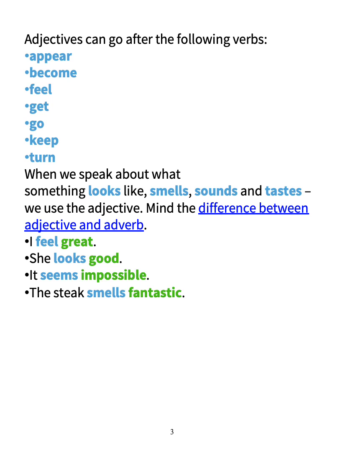Adjectives can go after the following verbs, like appear, became, feel, get, go, keep, and turn. When we speak about what something looks like, smells, sounds, and tastes, we use the adjective. Of course, we need to mind the differences between the adjective and adverb. For example, I feel great. She looks good. It seems impossible. The steak smells fantastic, and so on.